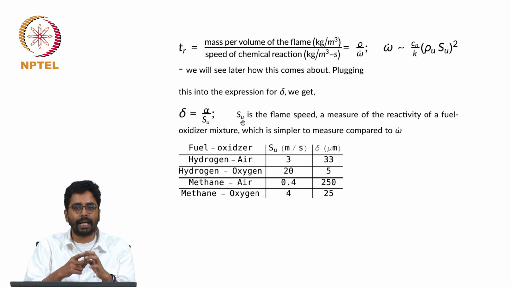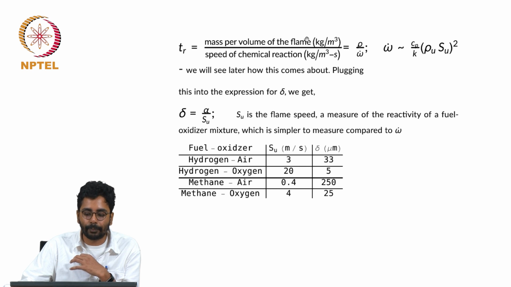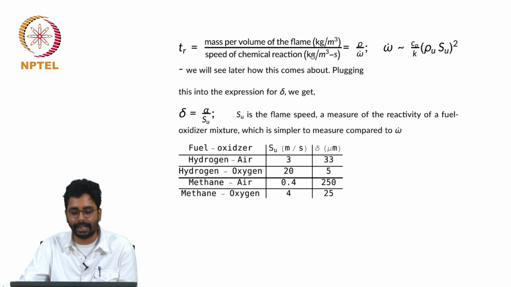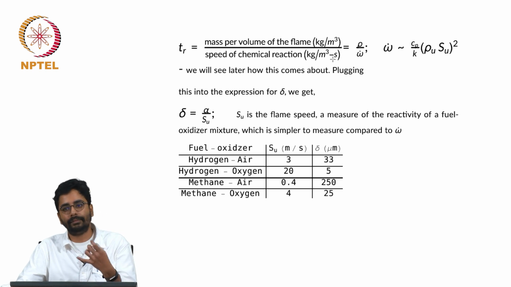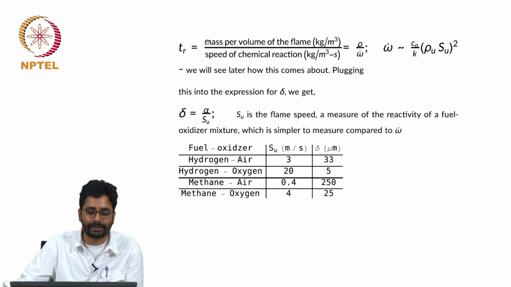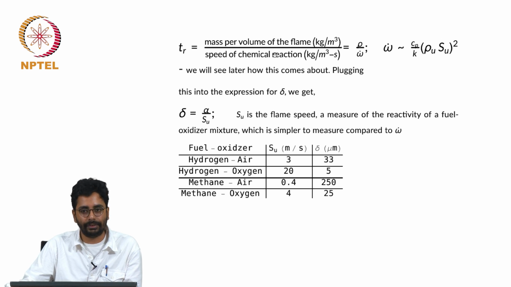So the time scale for the reaction is the mass inside a chosen volume divided by the speed of the chemical reaction. So you have a certain amount of reactant present in a volume, certain kilograms or grams of reactant present in a volume. The speed of the chemical reaction is the rate at which that reactant is getting consumed, which is grams of the reactant consumed per second. And we are looking at a small volume, so both the numerator and denominator are divided by the volume, so it becomes the density inside that volume divided by the speed of the chemical reaction inside that volume.